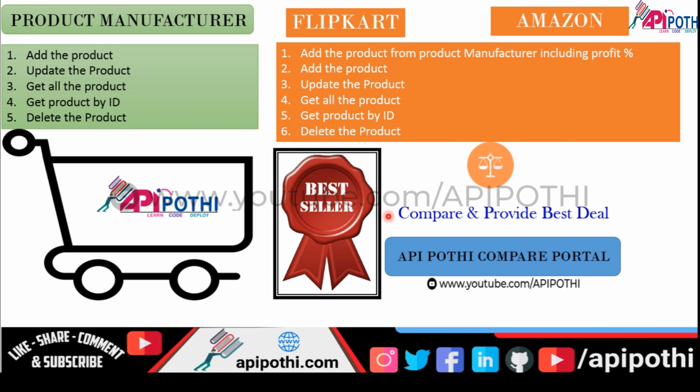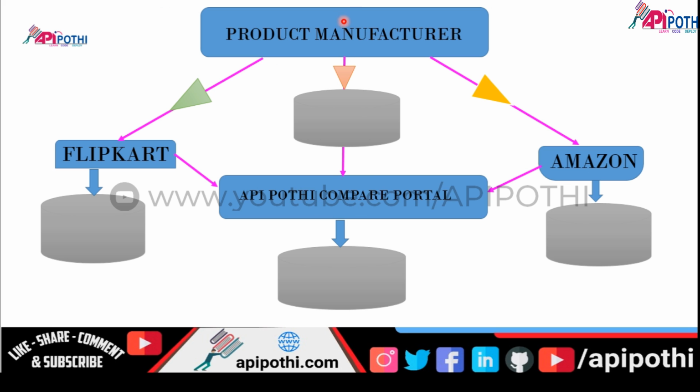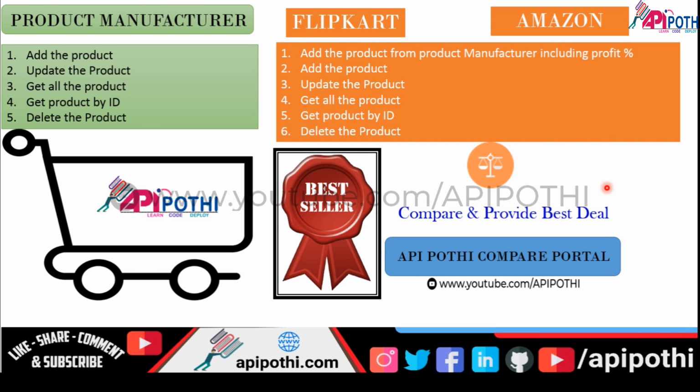Now the question is, why does it need to get the product ID from the product manufacturer? As we already know, Flipkart and Amazon have the same product ID for the same product which they are buying from the product manufacturer, which is correct. But there is a possibility that Flipkart has its own production house as well as Amazon also has its own production house. So since we are giving the facility to add the product, Flipkart can add its own in-house product as well as Amazon can add its own in-house product. In that way, the product ID will differ.